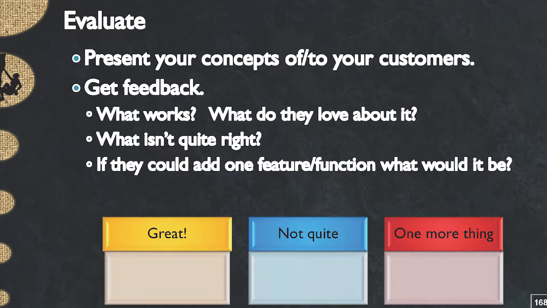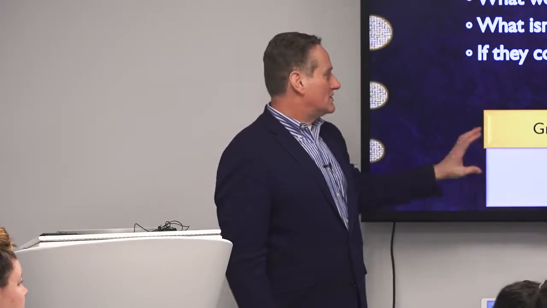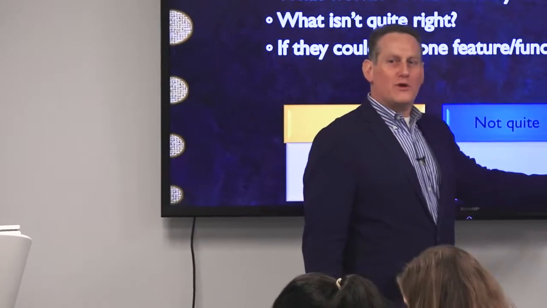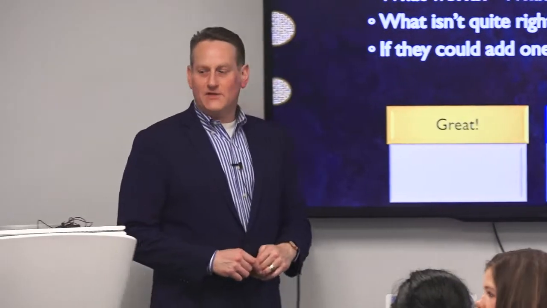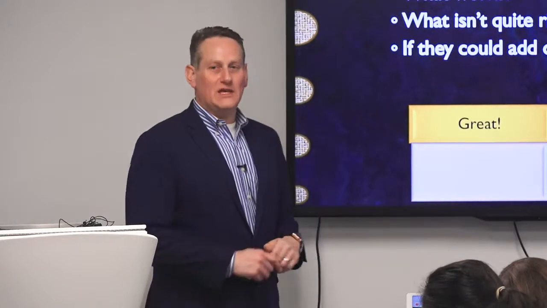You'd figure out what they love about it, what really works for them, what isn't quite right. Basically, you ask them to put little concept notes. So what do they think is great? What's not quite right? And if they could add one more thing, what would that one more thing be? All right, so that's the evaluate phase. You show your prototype to someone, and you get them to say what's great, what's not quite right, and what one more thing they would add.